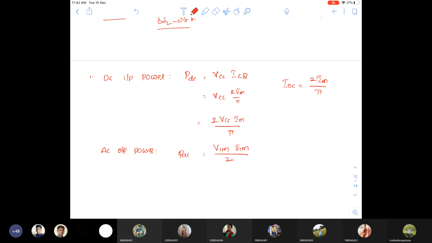Okay. So actually PAC equal to V1 RMS into I1 RMS. V1 RMS is V1m by root 2 and I1 RMS is Im by root 2. So you will get V1m Im by 2. I will keep the content same. Anyway, PDC is in terms of Im, so PAC is also in terms of Im, so both get cancelled. So I'm not changing anything.